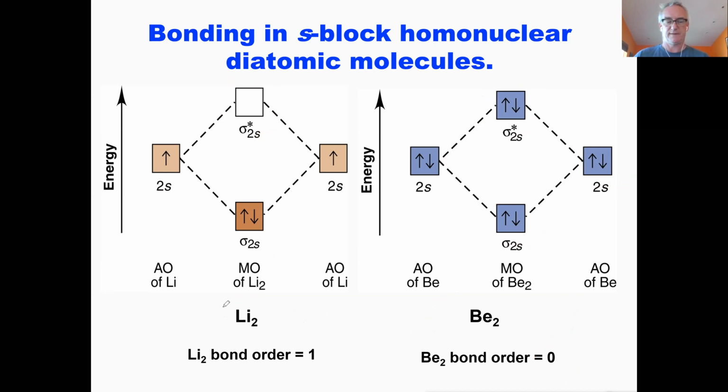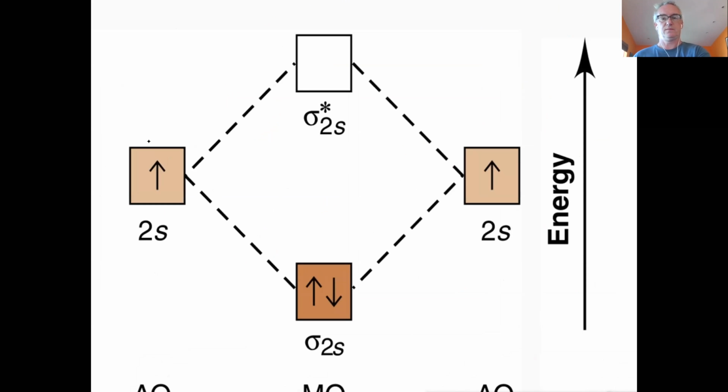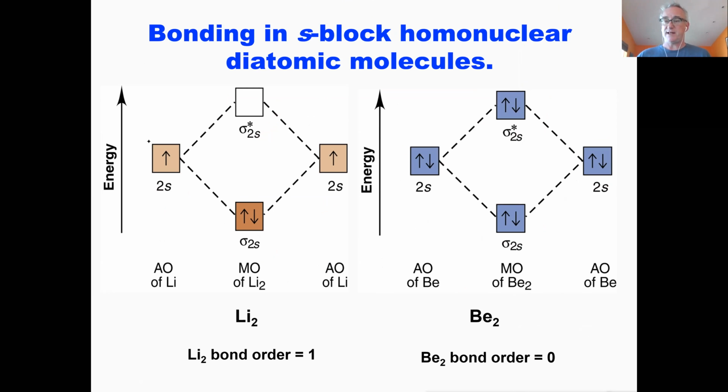Professor, in the lithium, why doesn't an electron go into the sigma star? Because there's only 2. I only have 2 electrons there for bonding.